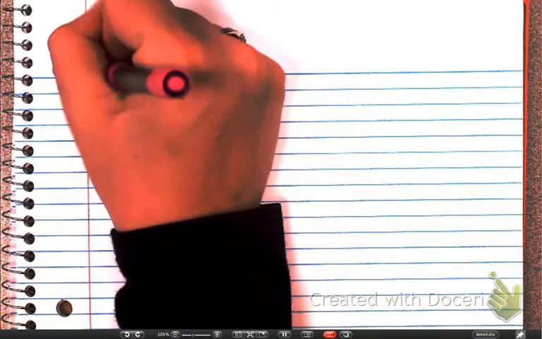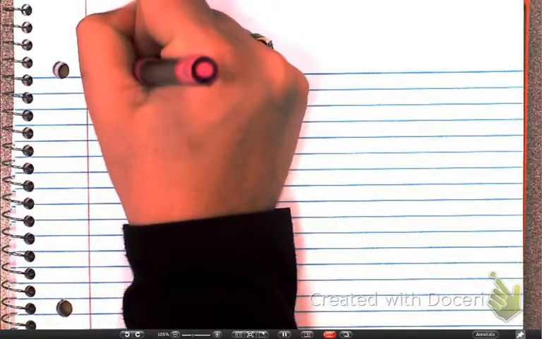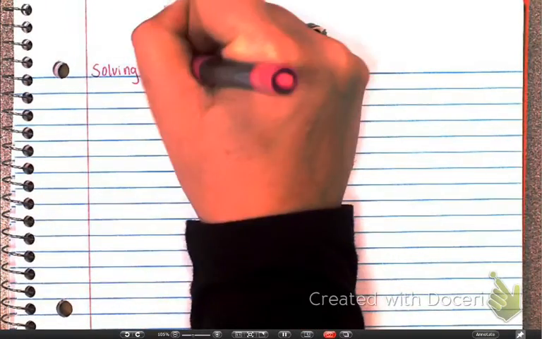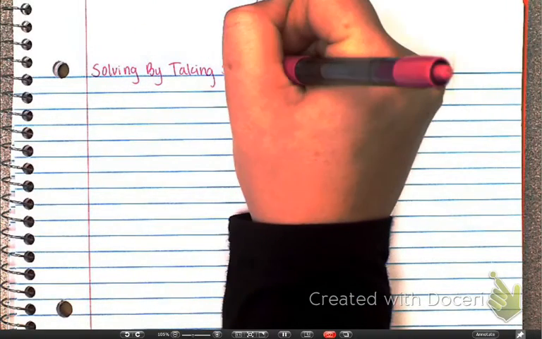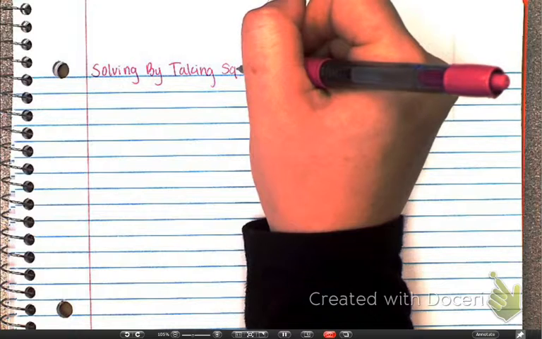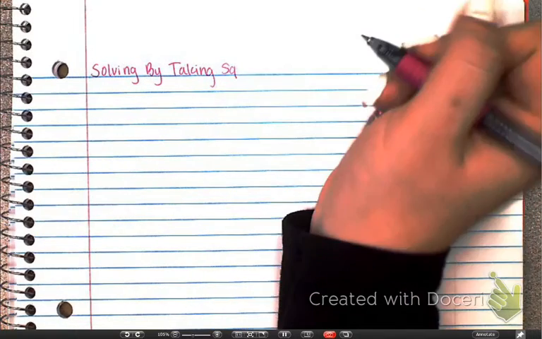Okay, so we are still solving by taking square roots. You got it frozen up there. Oh, I guess you can't see anything then, huh? Try again. How about that?